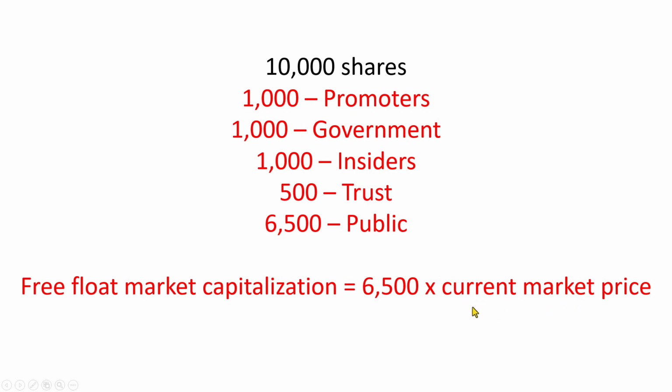Alright. Let us assume that the current market price is 100 rupees. So 6,500 multiplied by 100 gives you this value. And this is the free float market capitalization of the company ABC.